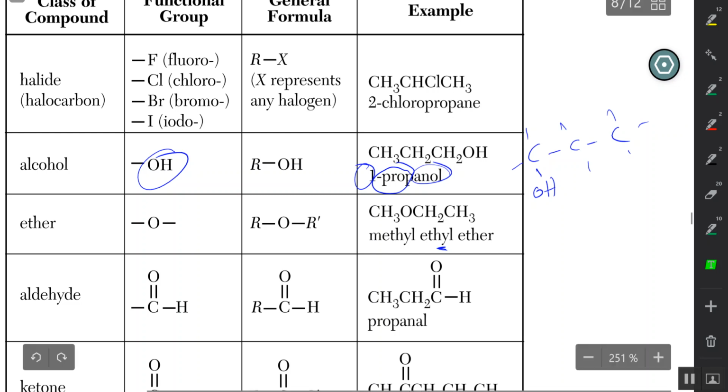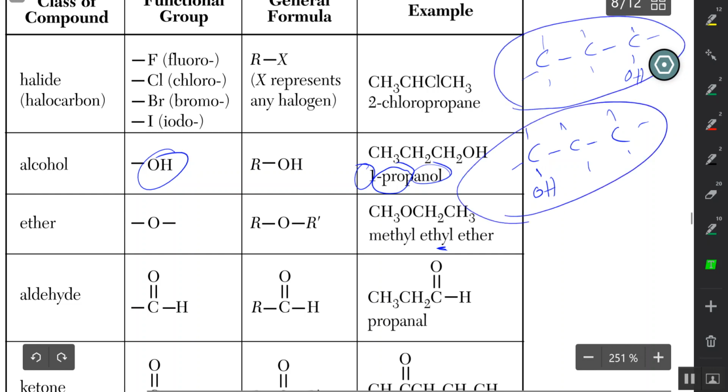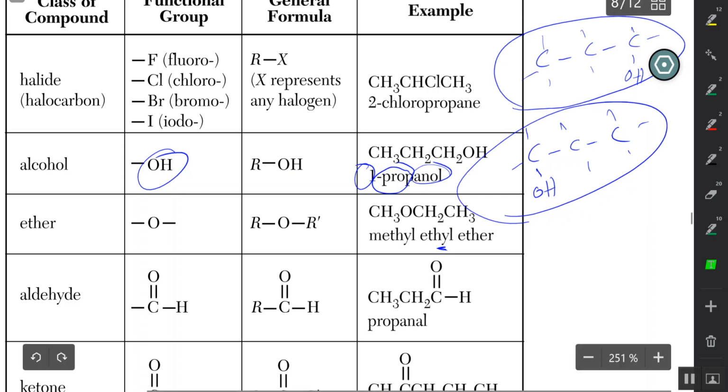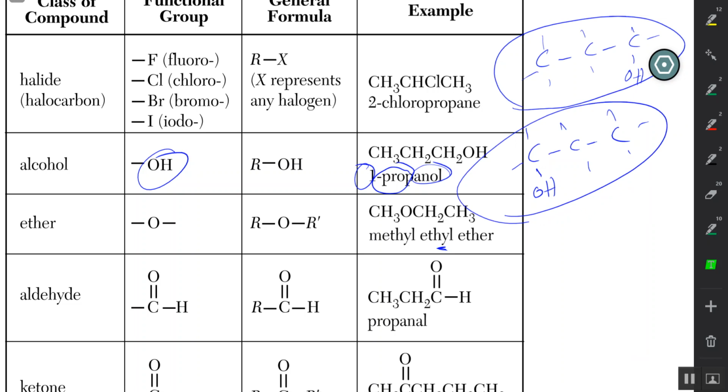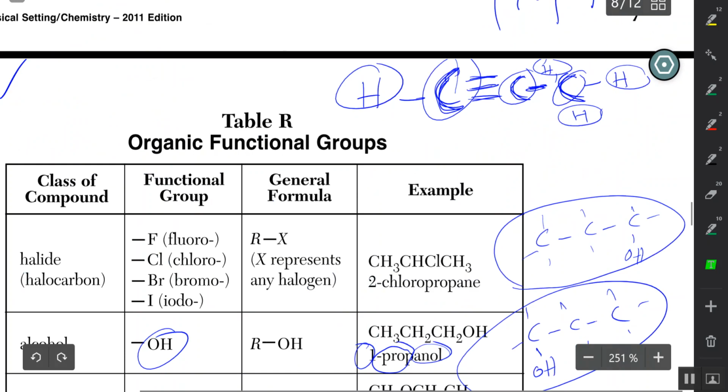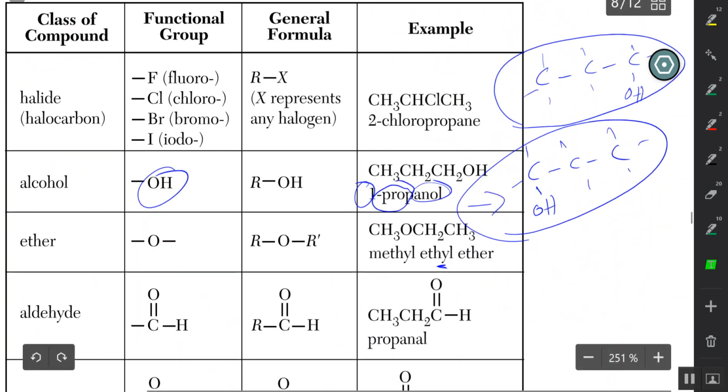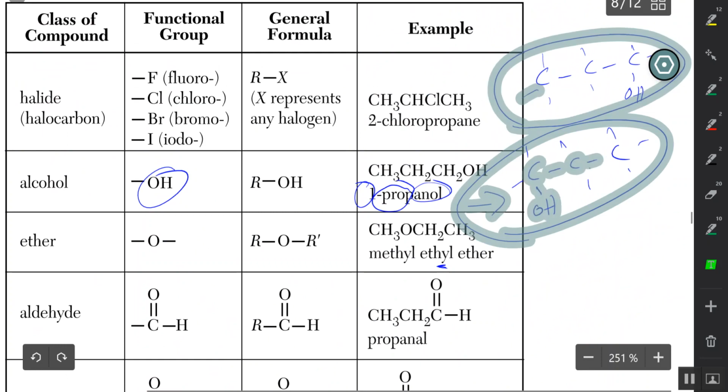Now if I drew this like this, with an OH here, that's still fine. This is still 1-propanol. And this is 1-propanol. Why? Because remember, we count from the side that's closest to the functional group. So in this case, I'm starting from the right. Sorry. And in this case, I'm starting from the left. Okay. So that's 1-propanol.